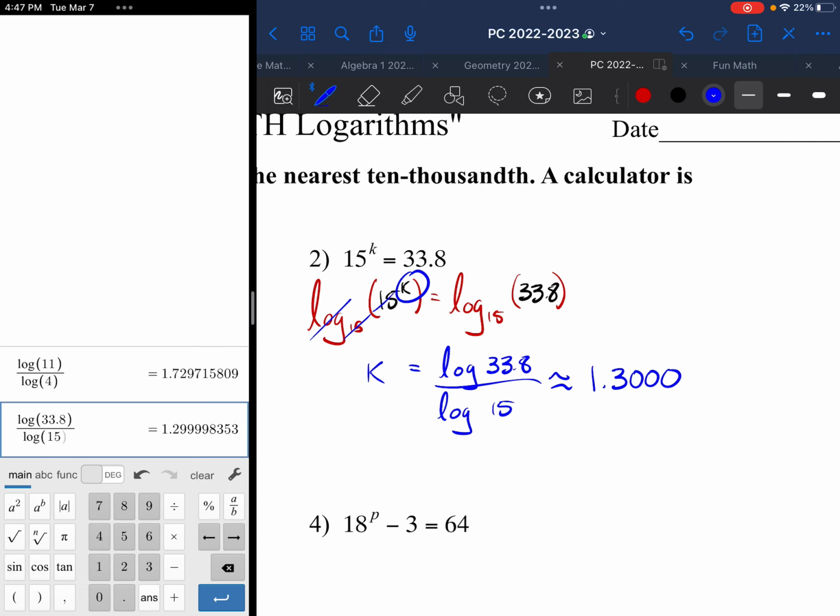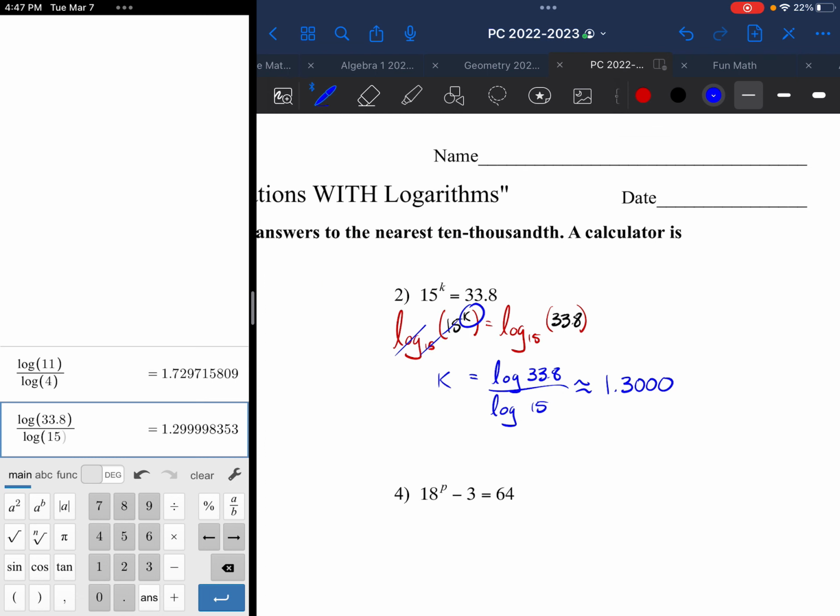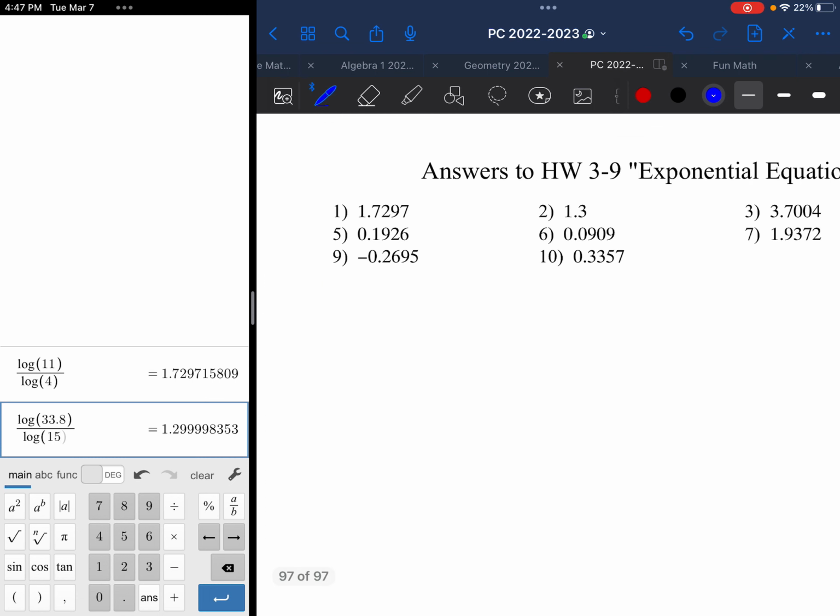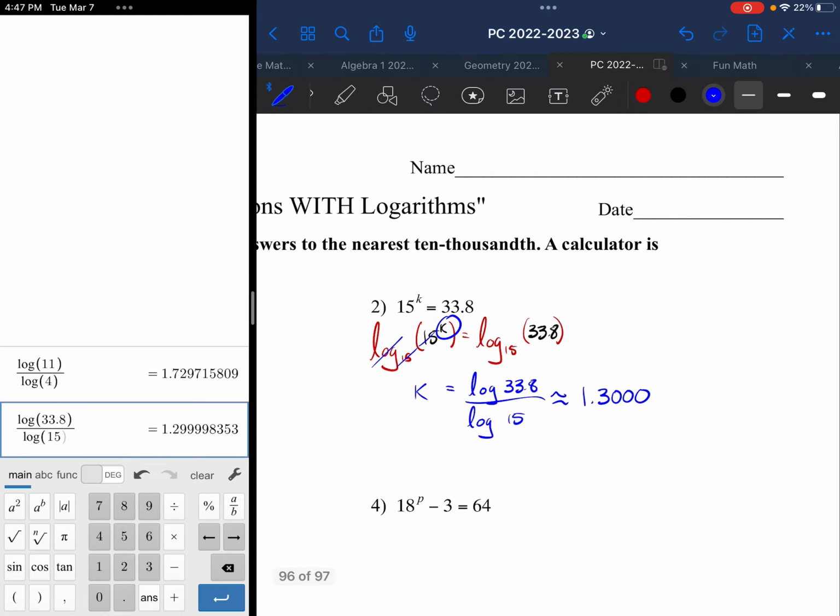1.3000. Because all of that had to round up. So I'm guessing the answer key is just going to say 1.3. Usually they don't write the zeros here, but I like to show that I know that I'm rounding to the correct answer. So got that one right. Let's move on to number 3.